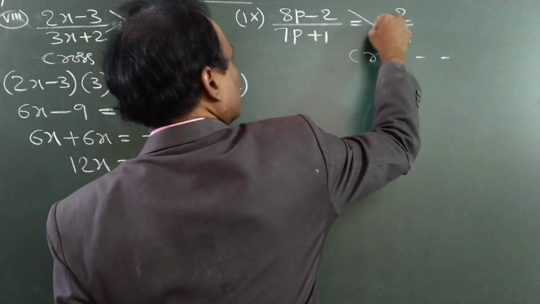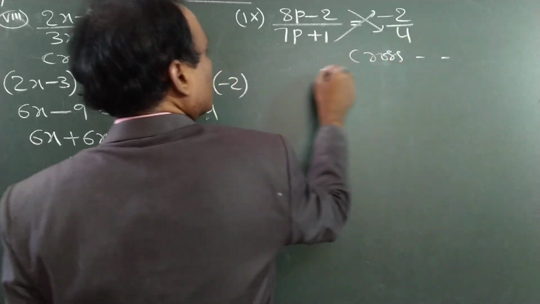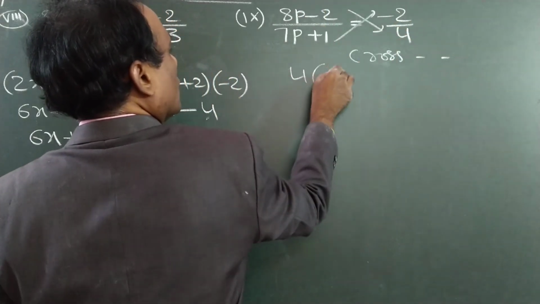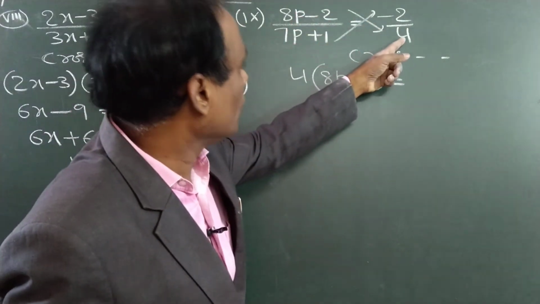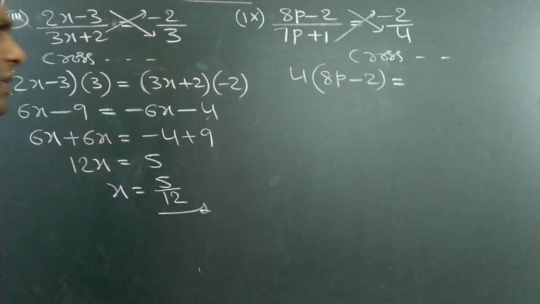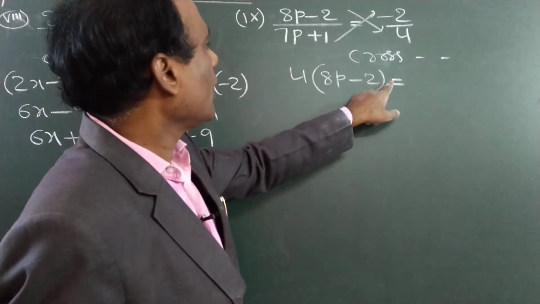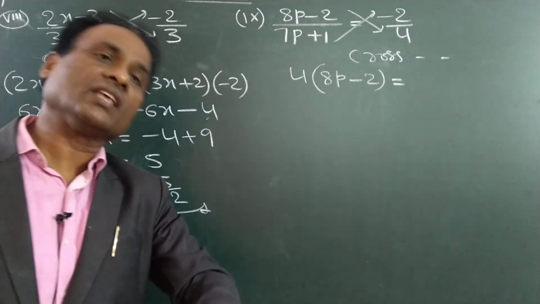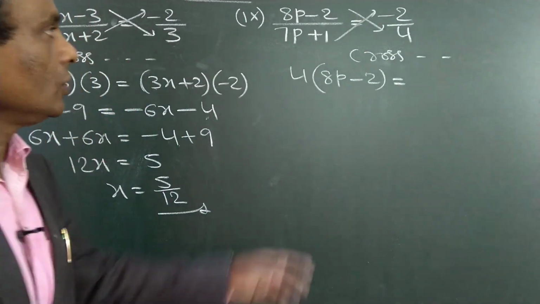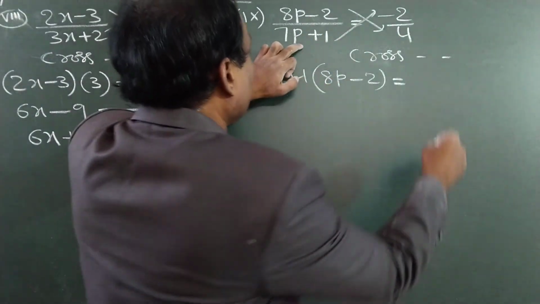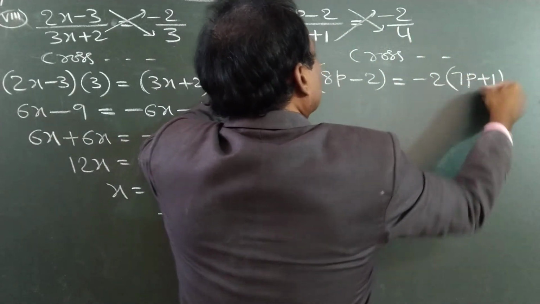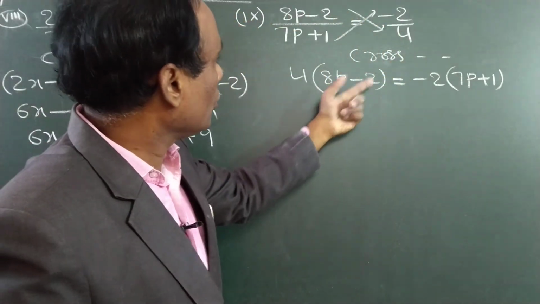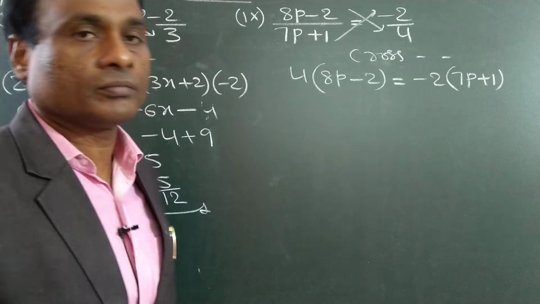Cross multiplication. 4 into 8p minus 2. See here, 8p minus 2 into 4 or 4 into 8p minus 2. Anyway you can write a into b, b into a; both are the same, commutative property. You write 4 here or here. 2 into 3 is 6, 3 into 2 also 6. 4 into 8p minus 2, here minus 2 into 7p plus 1.